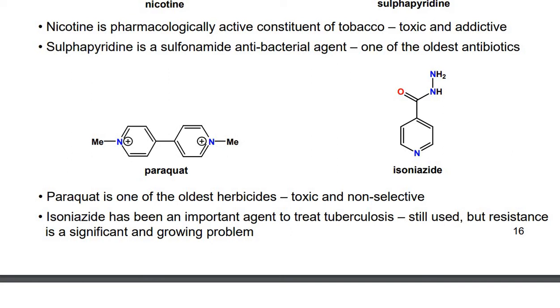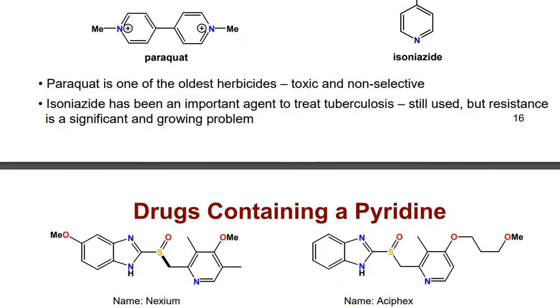Paraquat contains nitrogen with a positive charge, and it is countered by the other molecule, the counter ion. Paraquat is one of the oldest herbicides, toxic and non-selective. Isoniazid has been an important agent to treat tuberculosis, still used, but resistance is a significant and growing problem.